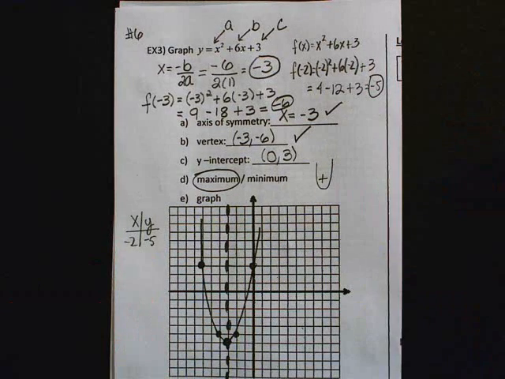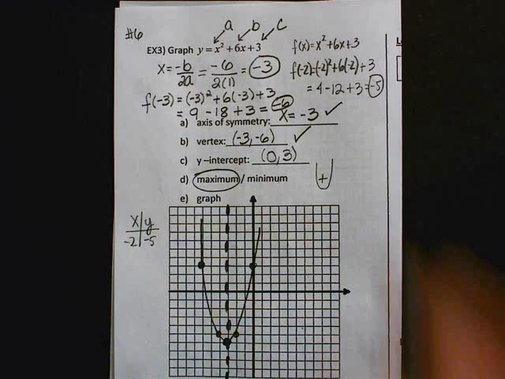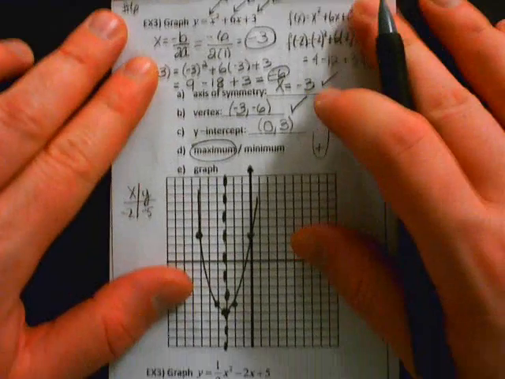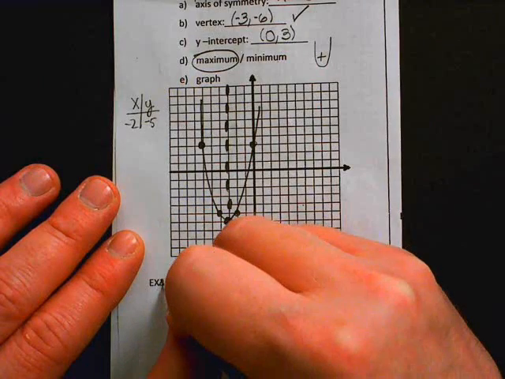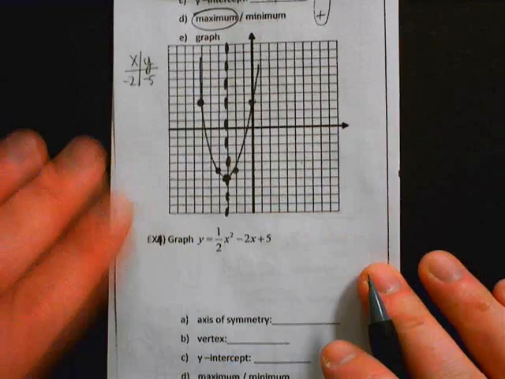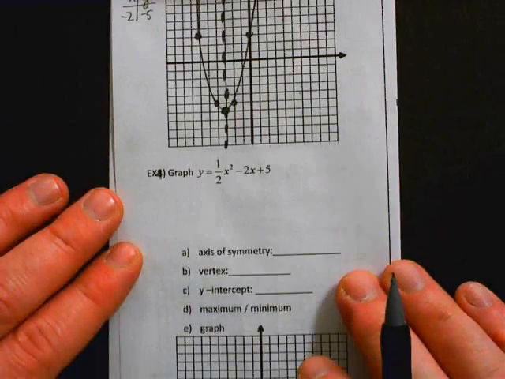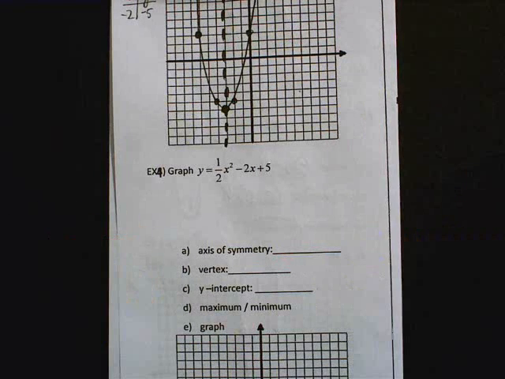Alright, let's go on to the next example. And this will be our final example. In fact, this is example number 4, not 3. Apologize for the typo there. Alright, the only thing different about this one is that we have a fraction, but don't worry, we're going to be okay.